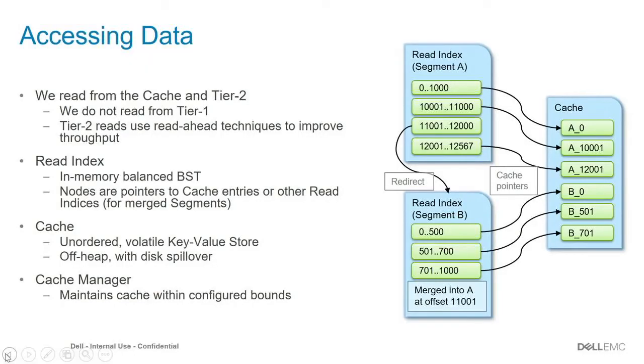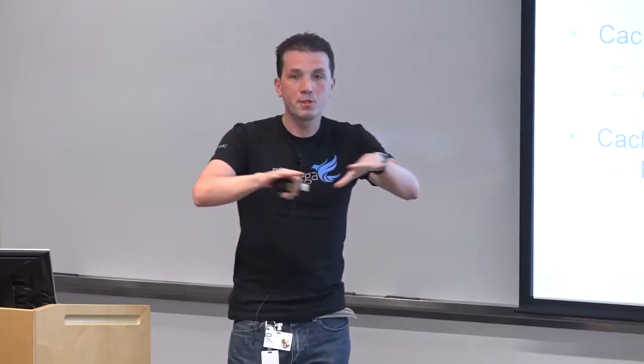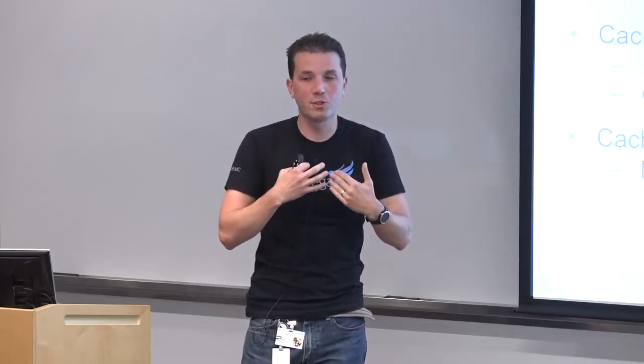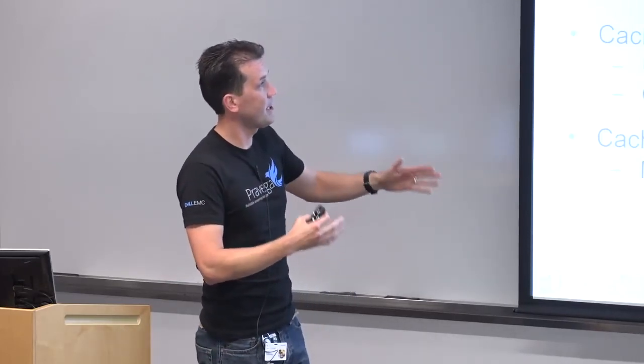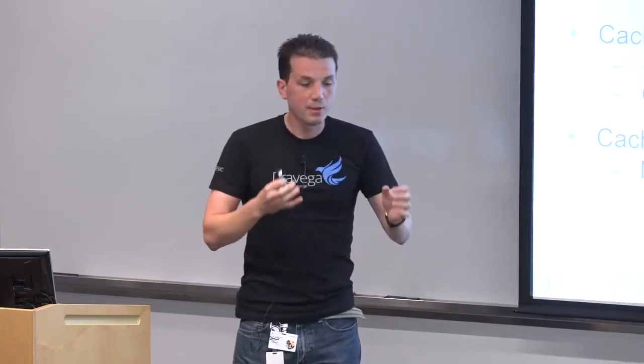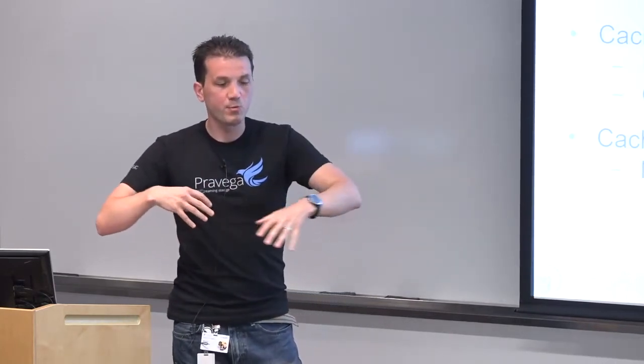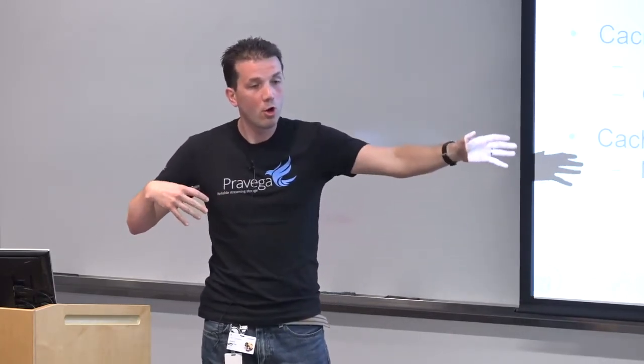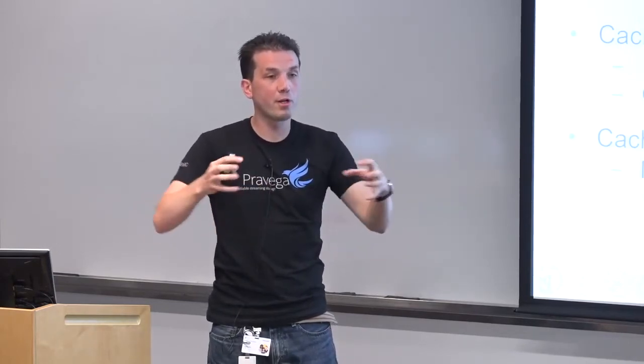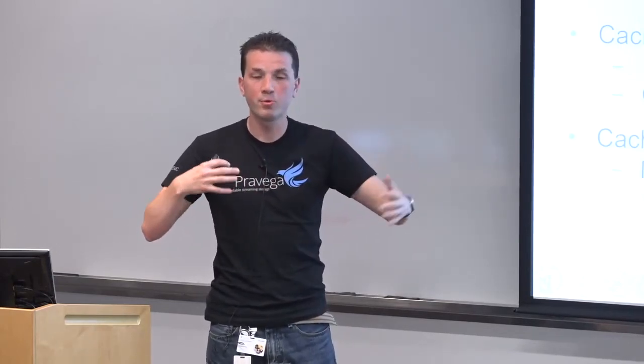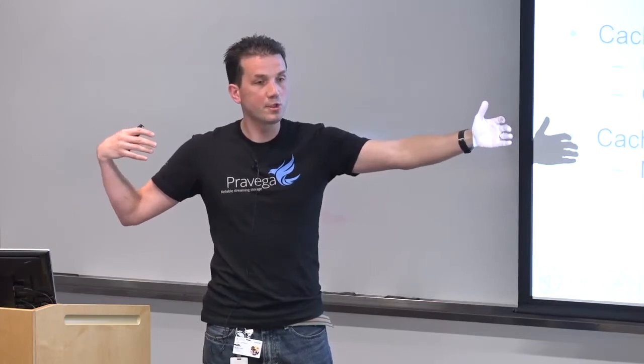Okay, so far I've talked about how we write data, but let's see how we can actually read that data. The previous two slides said that after we wrote this to tier one, we add in-memory structures. One of those is the read index and the cache. That's because data in tier one is pretty much fragmented. It's written into a long log, but we need to figure out how we're going to recompose that into something that can resemble a continuous segment.